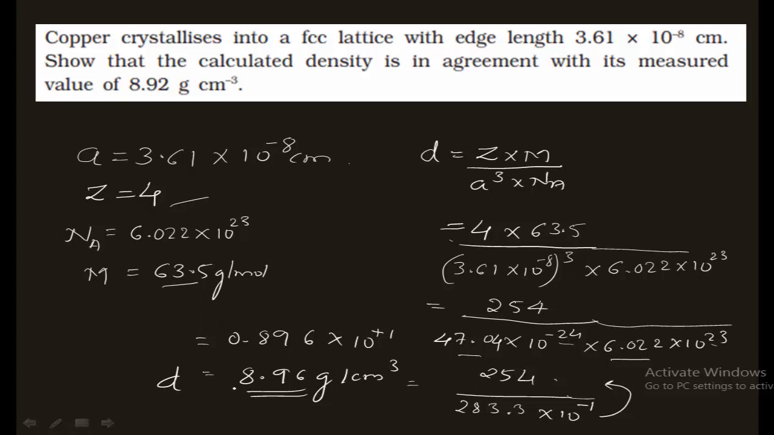So if we observe the density of copper that we have calculated and the density of copper that they have given, that is 8.92. So they are very close to each other, and hence we can say that the calculated density is in agreement with its measured value of 8.92 gram per cubic centimeter. So this is how we will calculate the density of a crystal. Now we will move to the next question.